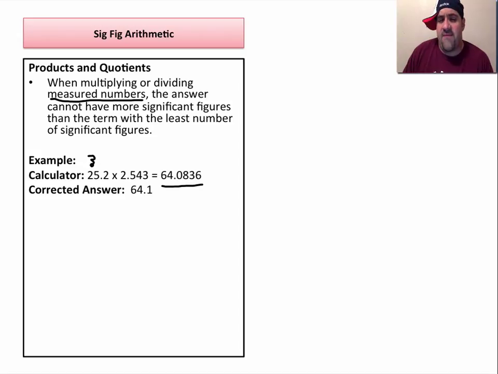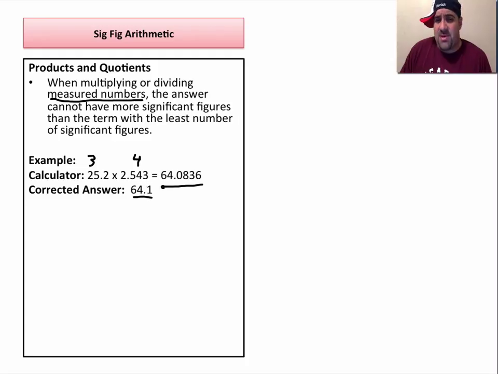So in order to multiply and divide sig figs, you need to know how to count sig figs to begin with. So this number has 3. This number has 4. Well, obviously the term with the least number is this one right here. It only has 3, which means your answer can also only have 3 significant digits. So we actually can only report it to 3 digits, which means we have to round this 0 up because of the 8 over here. That becomes 64.1.